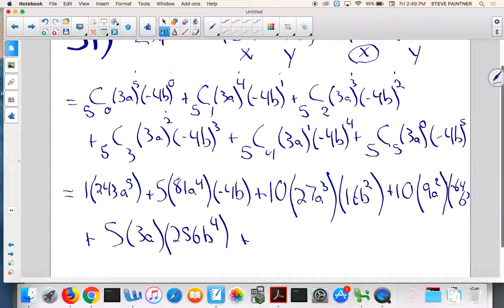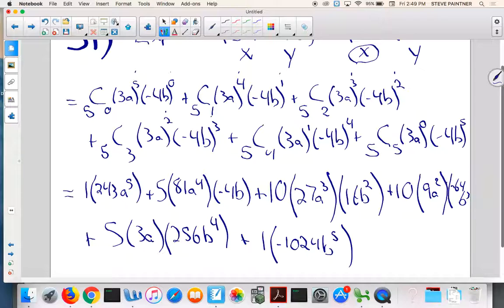Plus 5 choose 5, which is just 1. 3a to the 0, which is also just 1. Negative 4b to the 5th is negative 1024b to the 5th. Okay, we computed all our coefficients and everything.